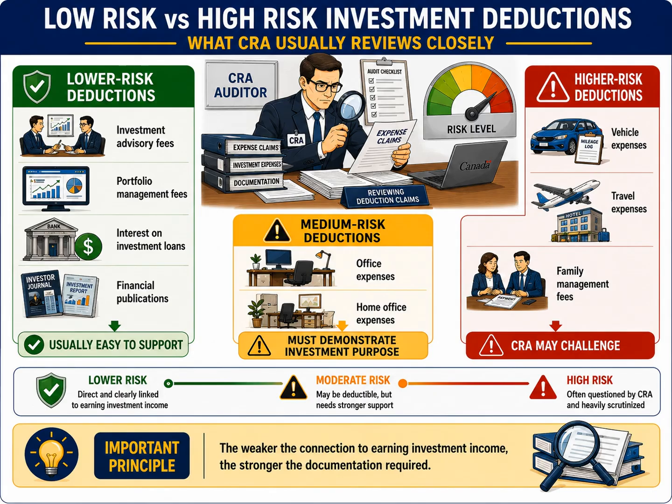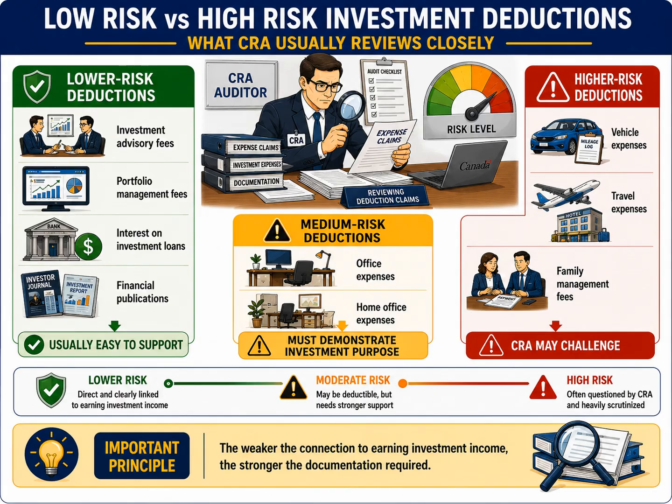Now let's look at the higher risk deductions on the right side. These include vehicle expenses, travel expenses, and management fees paid to family members. These expenses often attract additional scrutiny because the personal benefit element can be significant.